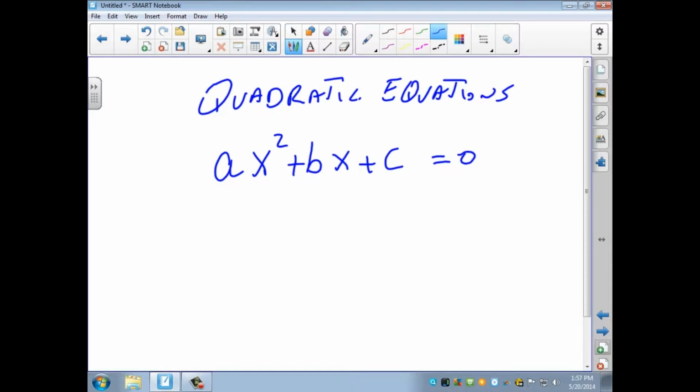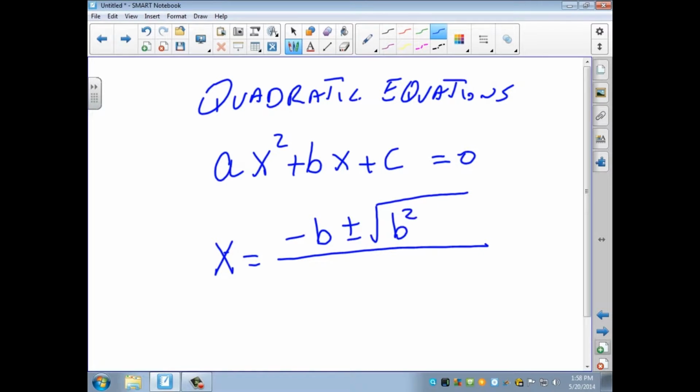There are three different ways you talk about solving the quadratic equation, one of which is to complete the square. Another one is using the quadratic formula. For example, the quadratic formula is probably the easiest way, and it can always be applied. That is, x would be equal to minus b plus or minus the square root of b squared minus 4 times a times c, divided by 2a.